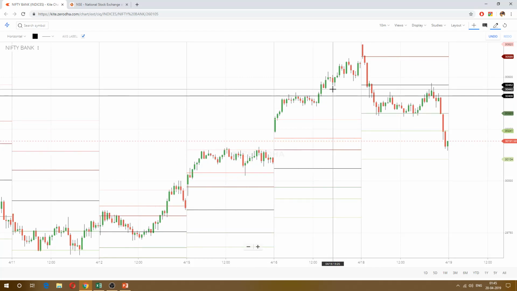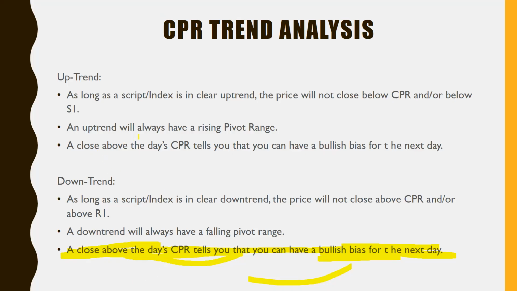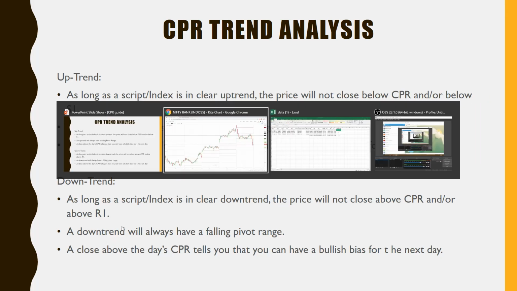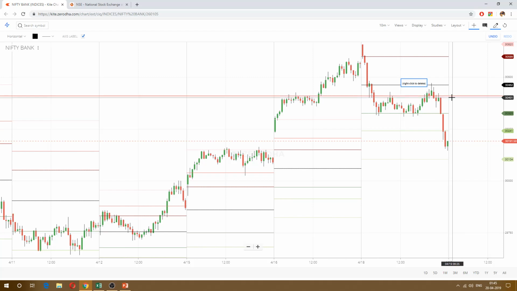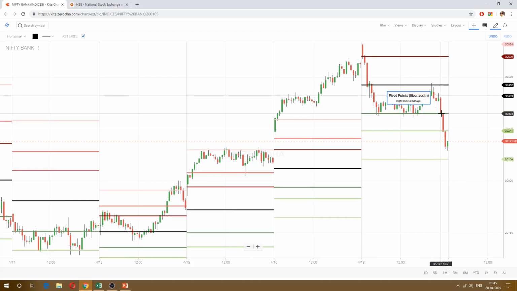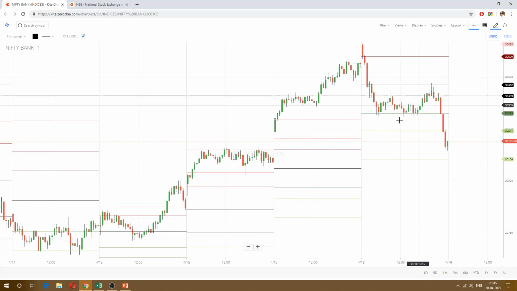See, in an uptrend, as long as the script index is in a clear uptrend, the price will not close below CPR or below S1, right? So here the price closed below CPR lower boundary, and it also breached S1, right? So there is a good chance that Bank Nifty might side trail or reverse next day.